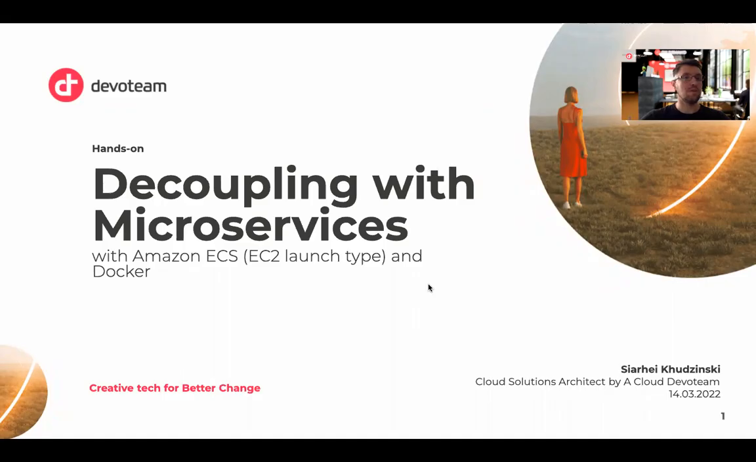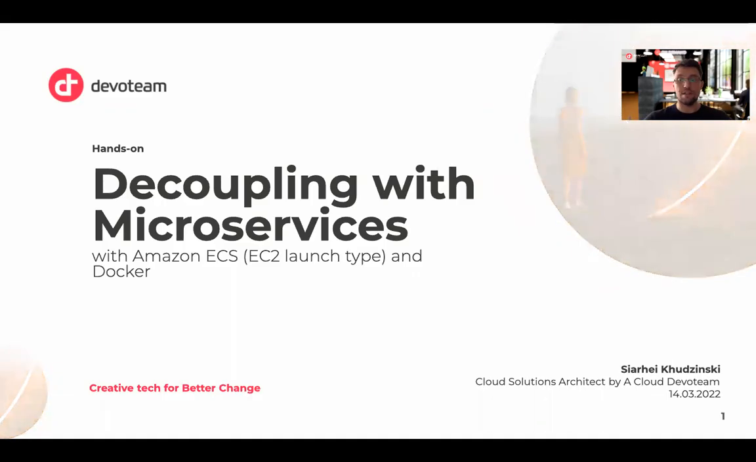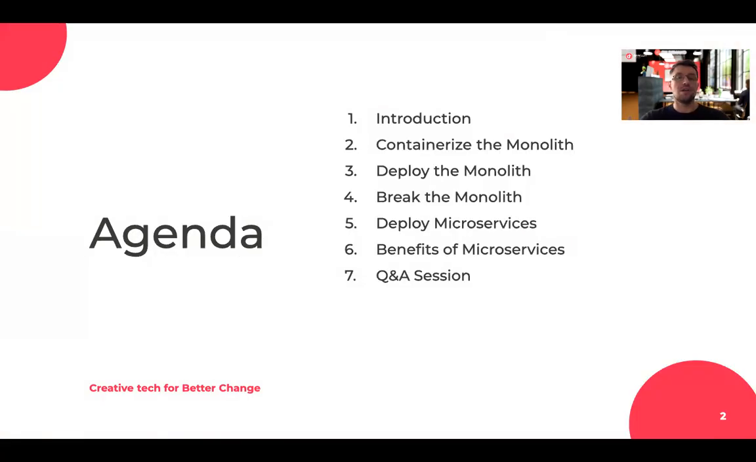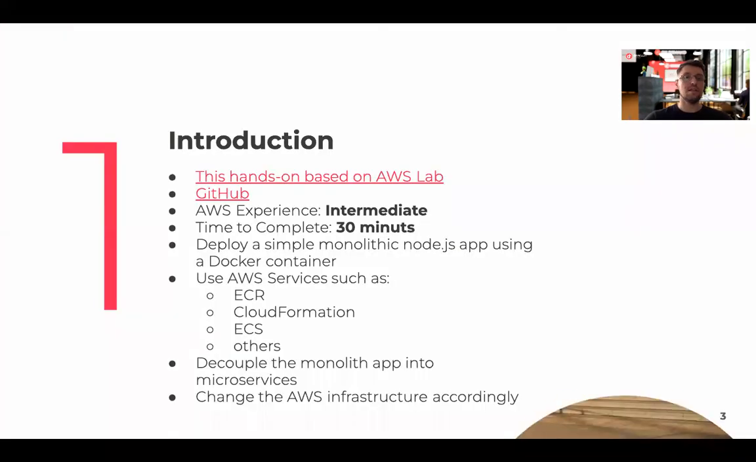So today we're going to have a hands-on about decoupling with microservices on AWS. Let's get it started. Let's have a look at the agenda. Our first step is just to have a quick introduction. After that, we're going to containerize the monolith application and deploy it to AWS. We're going to break the monolith application into microservices, and we're going to have a look at the benefits of microservices. For sure, we're going to have a Q&A session after that, where you are more than welcome to ask your questions. Let's get it started.